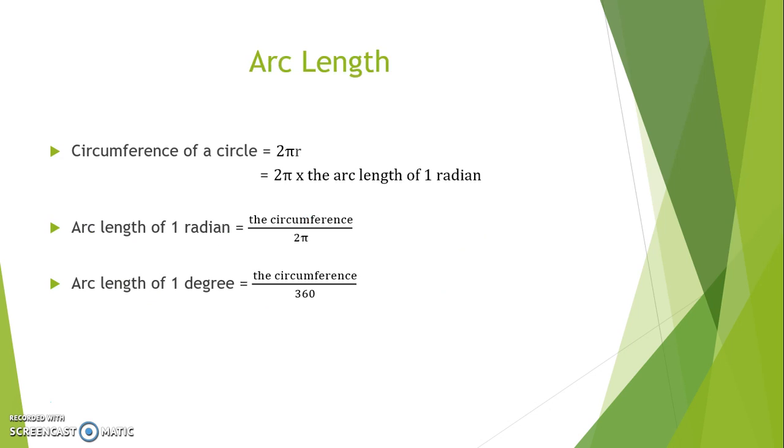Knowing this, we can write the circumference of a circle, which is 2 pi r, as 2 pi times the arc length of 1 radian. Then, rearranging the formula, we get that the arc length of 1 radian is equal to the circumference of the circle divided by 2 pi radians. We can also apply the same concept when using degrees. So the arc length of 1 degree would equal the circumference of the circle divided by 360 degrees.